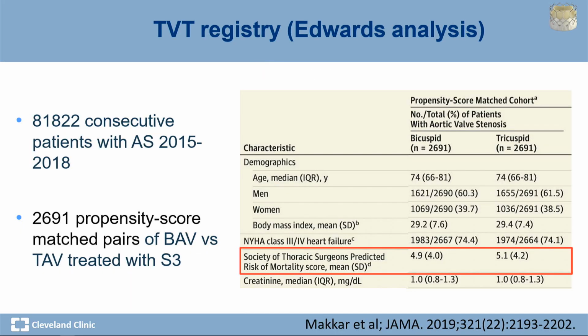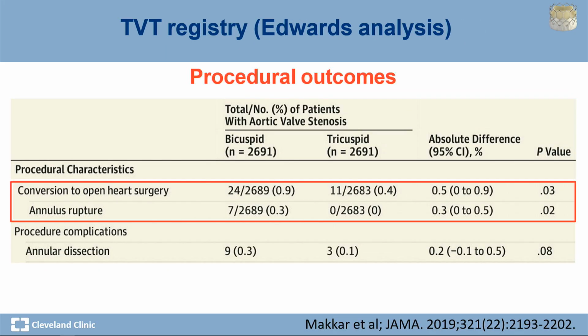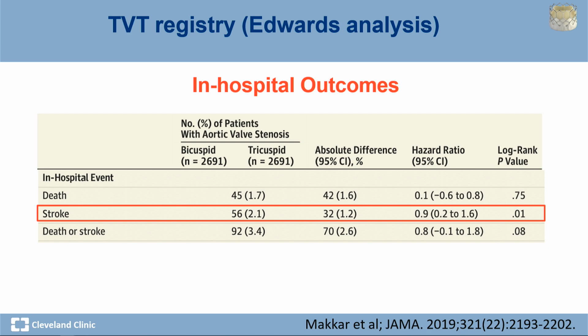If you look at the Edwards analysis, this was done from 2015 to 2018, and now this is just the Edwards valve, so these are 2,690 valves. And here you can see that the STS score is 4.5, so it is intermediate or high-risk patients. And the conversion to open heart surgery was a little bit more, 0.9 versus 0.4, and annular rupture was a little bit more, 0.3 to 0. So this is important to keep in mind that the conversion to open heart surgery is a little bit more with balloon expandable valves, which we did not see in the combined analysis.